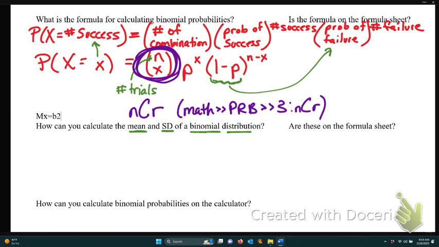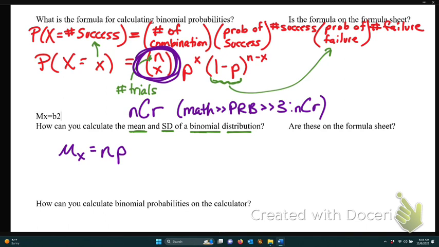But here's the good news. For a binomial random variable, we can get the mean and standard deviation using our parameters n and p. The mean of a binomial random variable is n times p. If I take the number of trials and multiply by the probability of success, that gives me the average number of successes I should anticipate in my set number of trials.